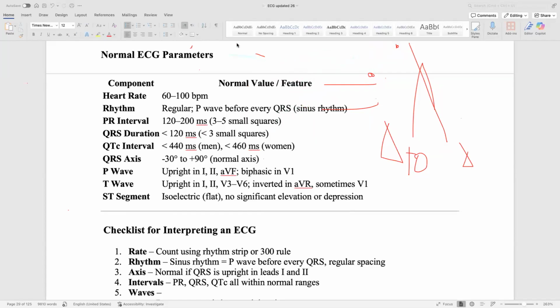Now we have finished the basics, so we can go to the checklist. And we will go to the arrhythmias and have examples. Any questions so far?